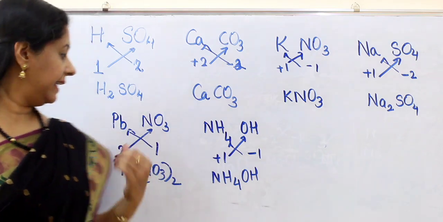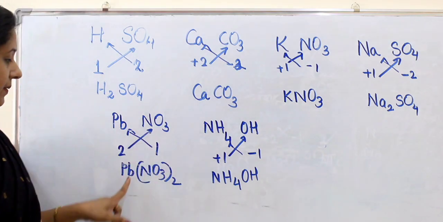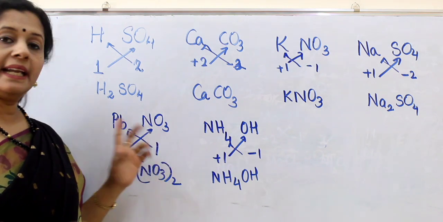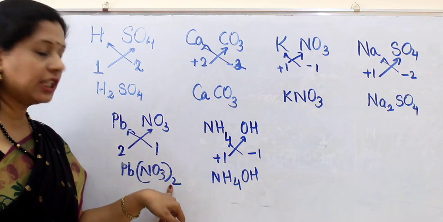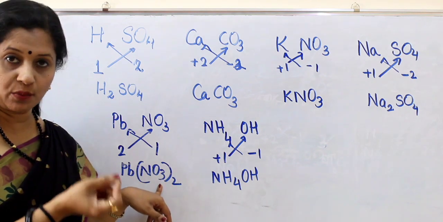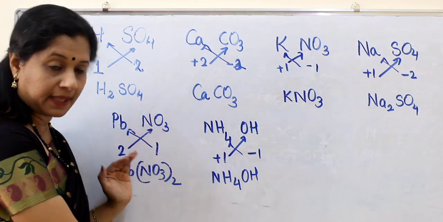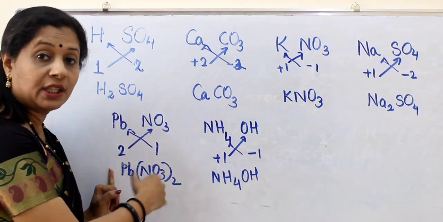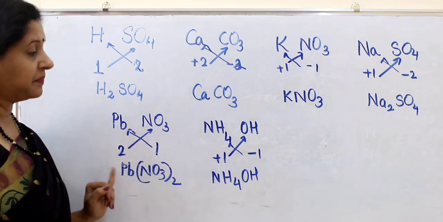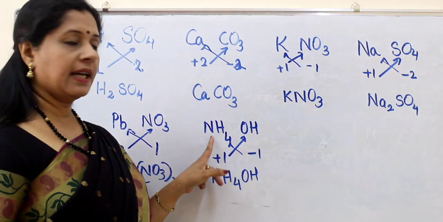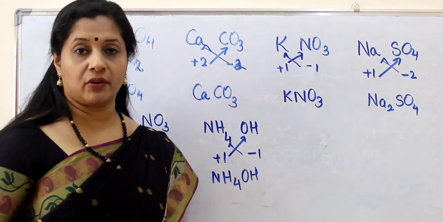So when we come to lead nitrate, lead has 2, nitrate has 1. So when we crisscross, lead is becoming 1, but NO3 nitrate as a whole it is getting 2. So don't write NO3 2, it will make only oxygen twice. So that is not what we require, we need NO3 as a whole twice. So we read it as Pb(NO3)2, don't read PbNO3 2, okay. Now NH4OH, NH4 is +1, OH is -1, so ammonium hydroxide we get.